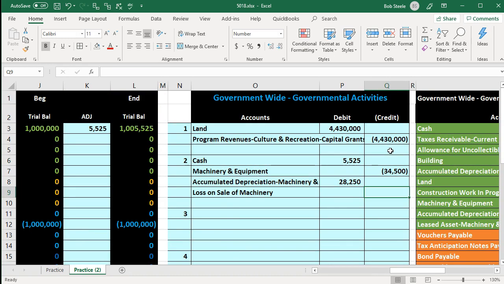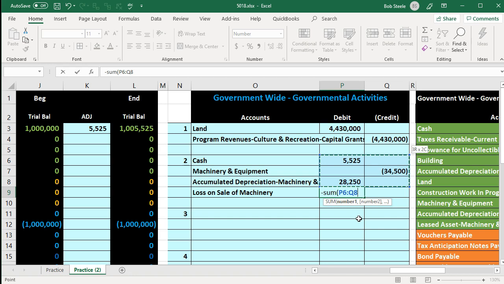And now we want whatever we need to make this in balance. So the debits add up to 33,775. The credits add up to 34.5. We need another debit. I'm going to do that with a negative sum and then sum these items up. So negative sum, that's the plug formula.